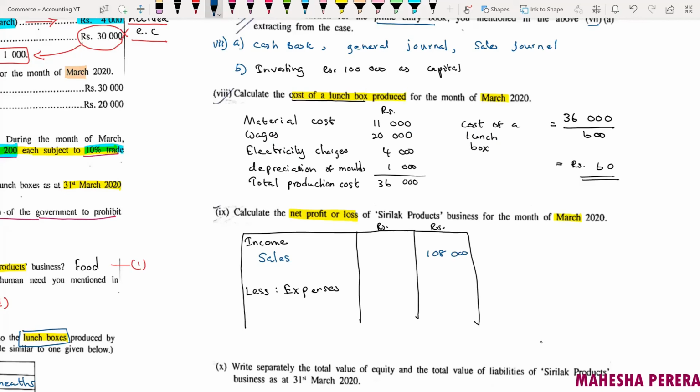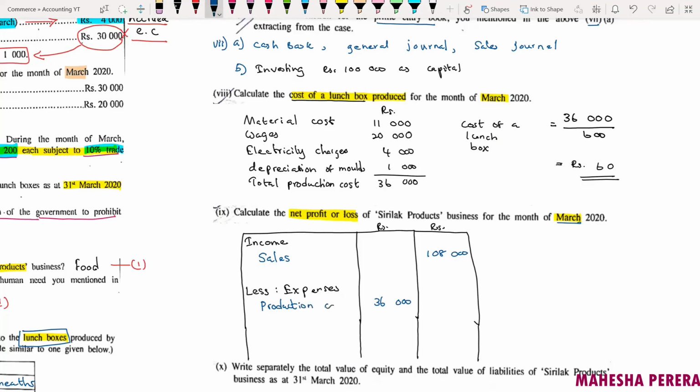And then less expenses. Now, what's the main expense in this business? That is actually production cost, right? The cost incurred in producing the product for the month of March. The production cost for the month of March, we found out, is 36,000. Okay. And then you can write the rest of the expenses, right? Now, in the production cost, sorry, this should be production, not product. Let's correct it.